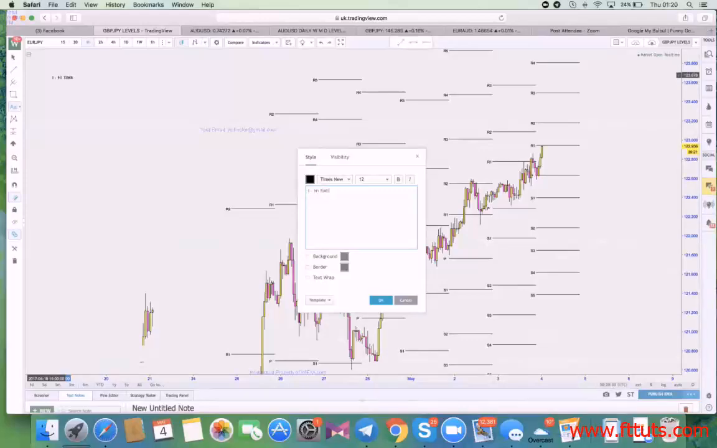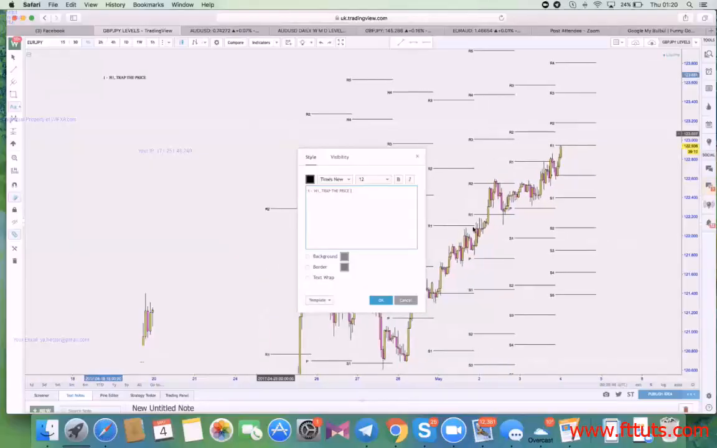The first thing you will always do is go to the H1 time frame and trap the price. Everybody understand this, right? So we will be going on H1 first, and we will be going to trap the price. That is the first thing. Okay, good.